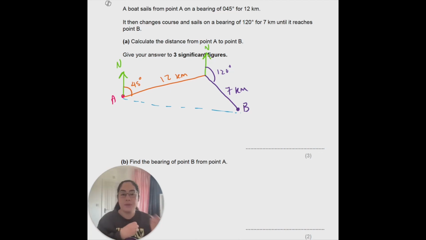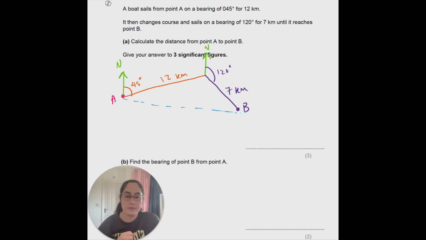But in order to decide whether I'm going to use the cosine or sine rule, I need to make a decision in terms of what I have and what I need. So I need this length, and I need some sort of angles in order to use a sine or cosine rule. Now, I need to look at, can I find any of these three angles? The only angle that I can find at this point would be this.